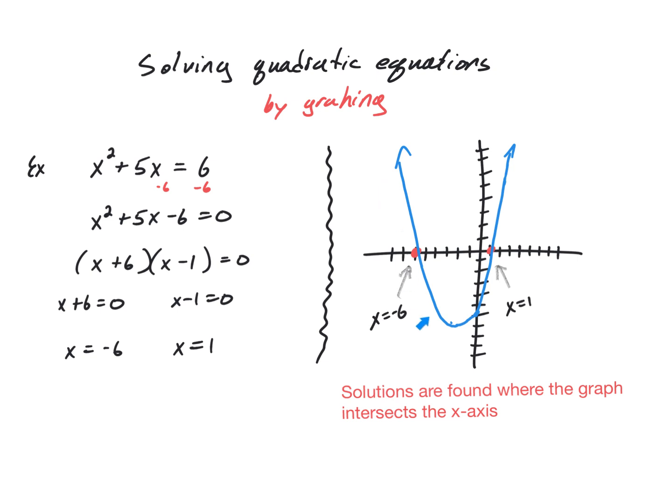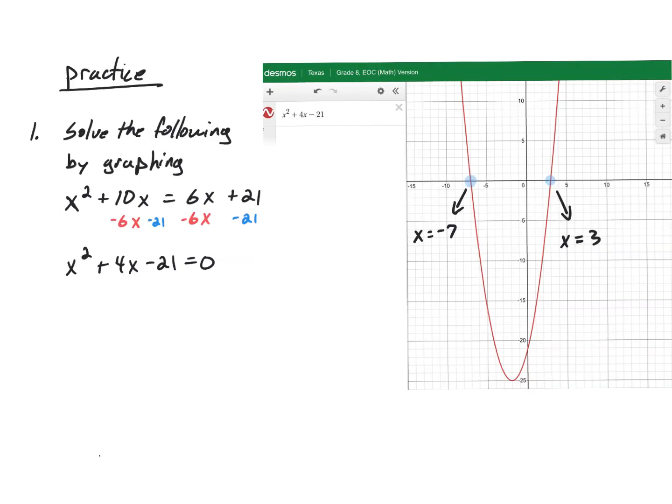Well, over here you can see a diagram of the graph of this quadratic equation or this quadratic function, and you can see that it crosses the x-axis or intersects the x-axis at -6 and 1. And those are the solutions. Solutions are found where the graph intersects the x-axis, okay? So this is showing both examples, and this lesson specifically we're looking at graphing. So we'll do a couple practice problems where we are graphing.